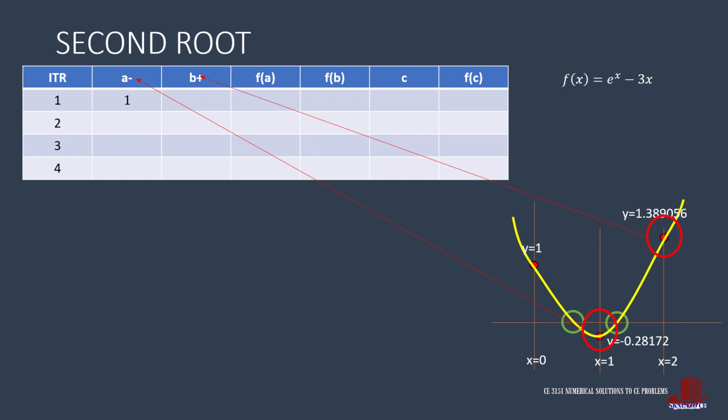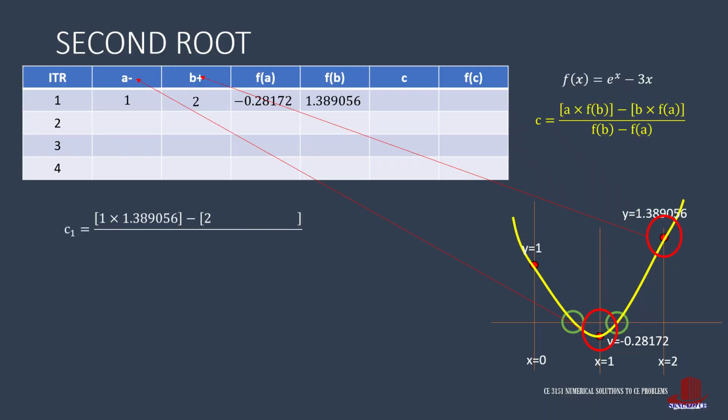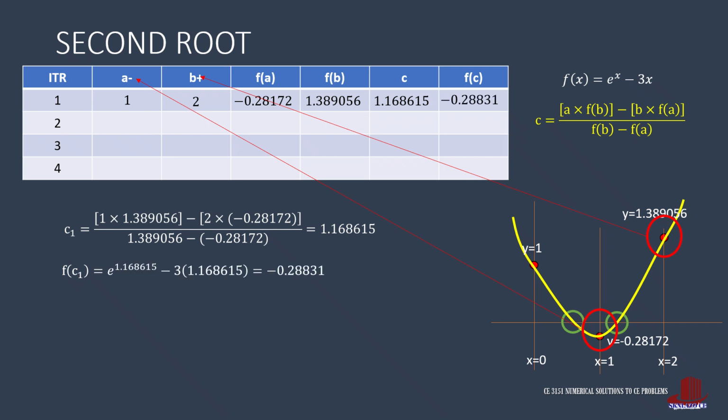Place the limits of 1 and 2, and FA is negative 0.28172, with FB as 1.389056. These values are known from the initial values computed earlier. C then uses these values and comes as 1.168615. F of C is then e raised to 1.168615 less 3 of 1.168615, which turns to be negative 0.28831.